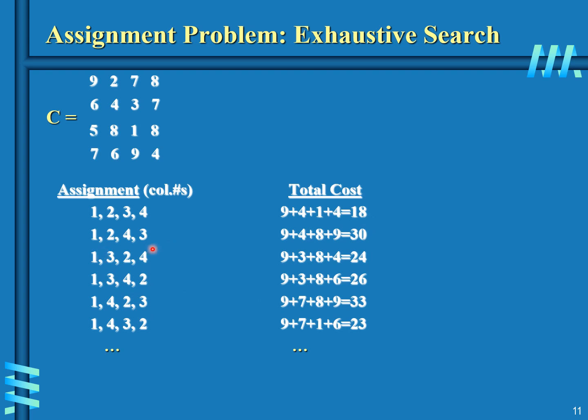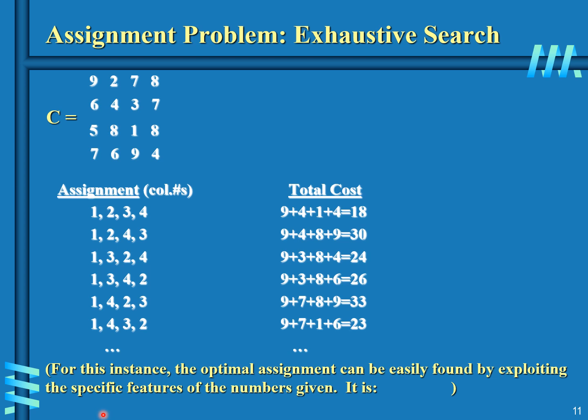The next combination is 1, 2, 4, 3. The first person first job 9, second person second job 4, third person fourth job the cost is 8, fourth person third job the cost is 9. So if you add all those, you will get 30. So likewise, you have to find all the assignments. Among these, you have to select the one which has the minimum.